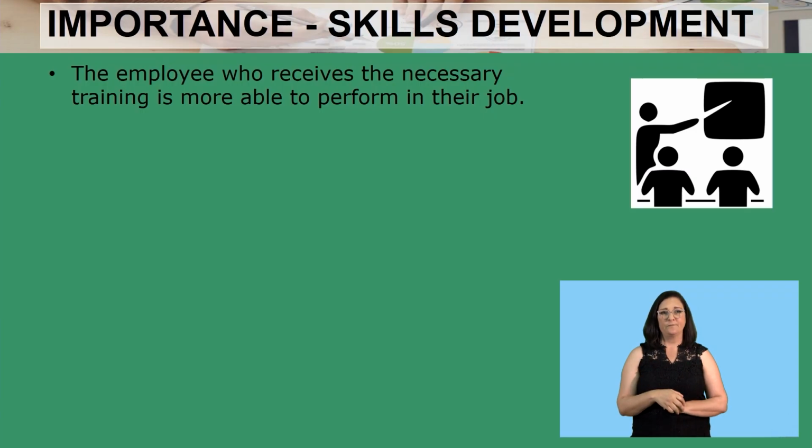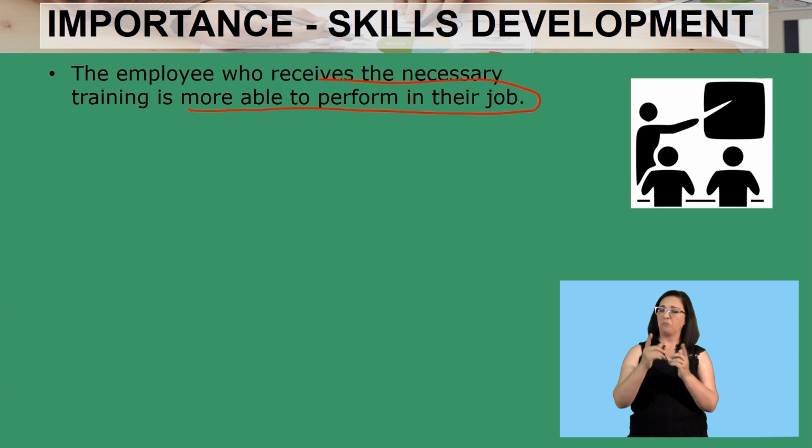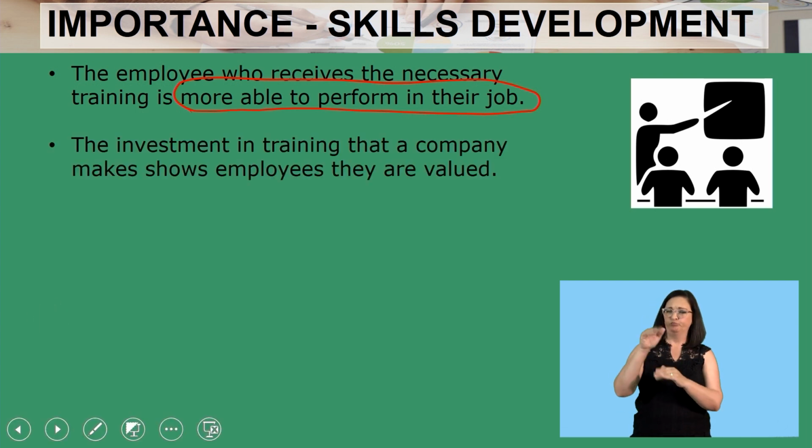Right, the first one says the employee who receives the necessary training is more able to perform in their job. Do you understand? So because you've got more skill, and not just more skill, it has been improved, it has been developed. So if you have been developed, then you are able to perform in your job. So if you are able to perform, it means more sales basically for us.